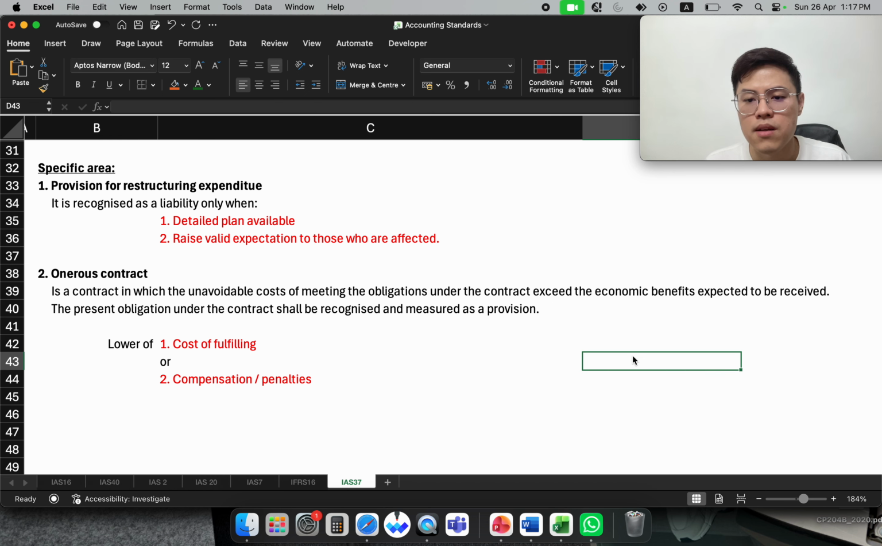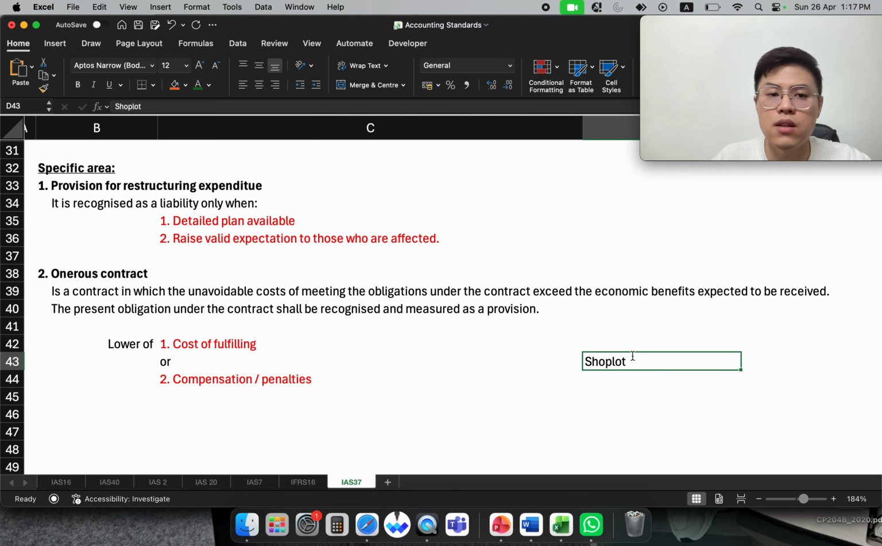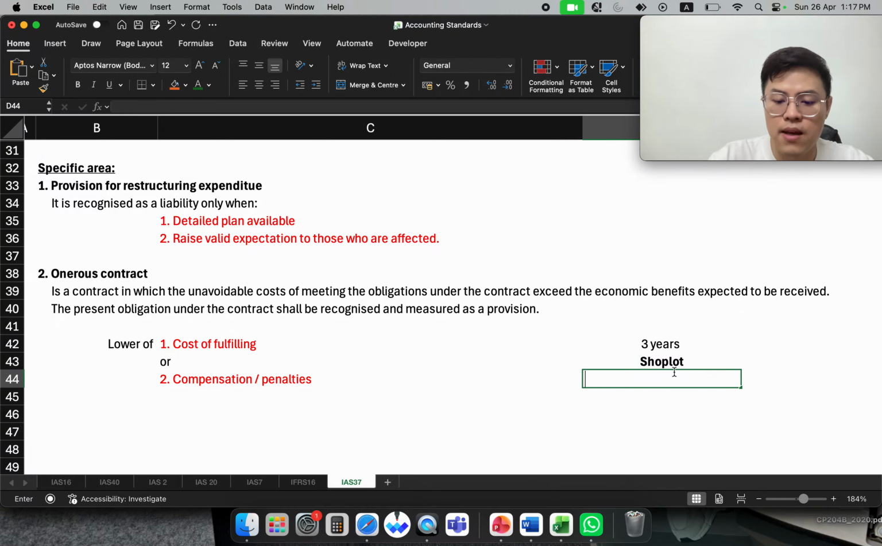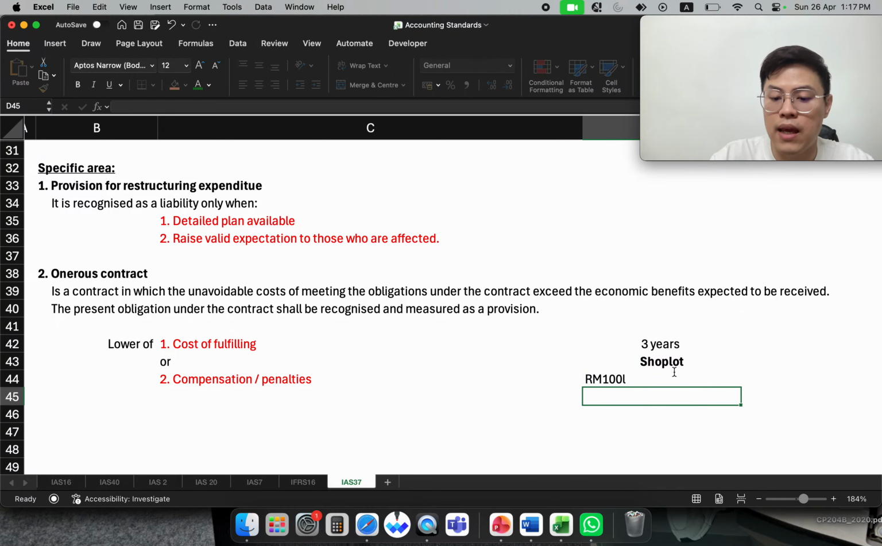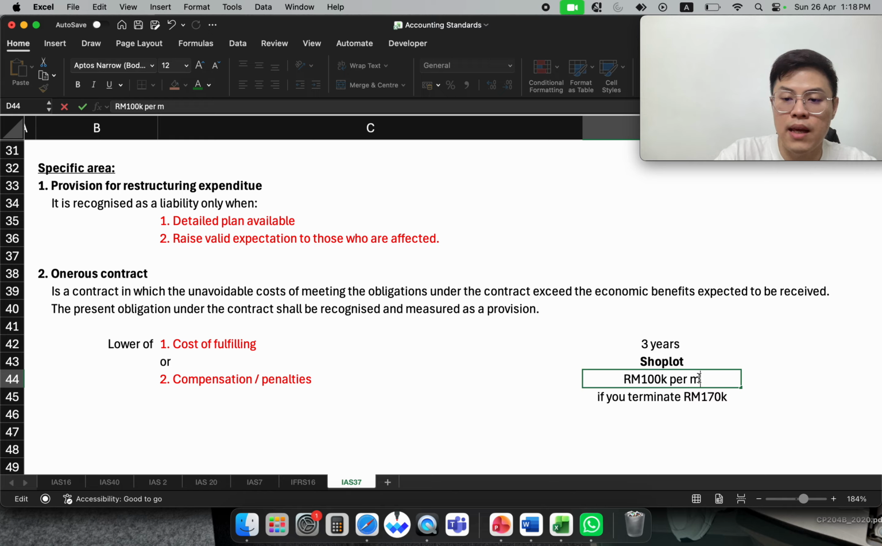What does it mean? If today you have a shop lot, for example, and over this shop lot you are signing for 3 years. Every year, you are going to pay 100k. If you terminate, you are going to pay 250k. Okay, too high. Maybe 170k. If you terminate, you are going to pay 170k. So if you didn't terminate, it is 100k per year.